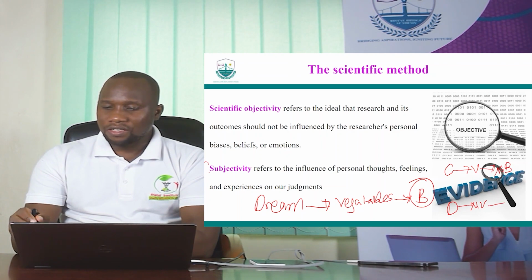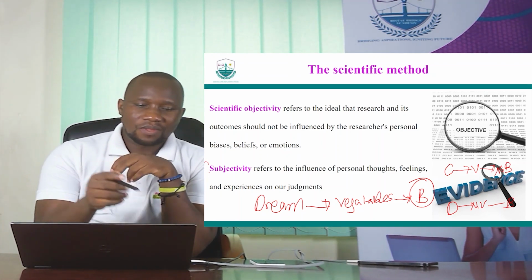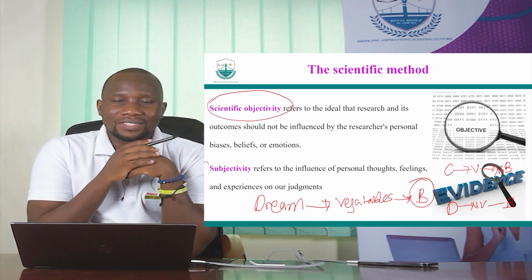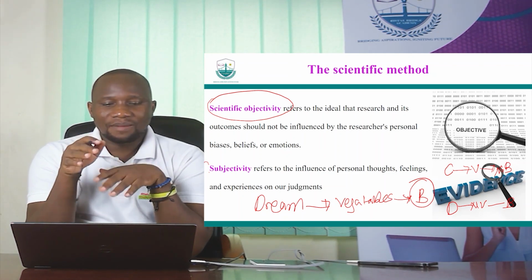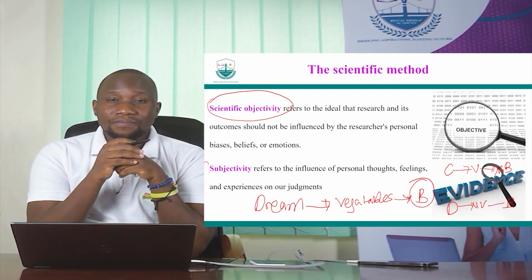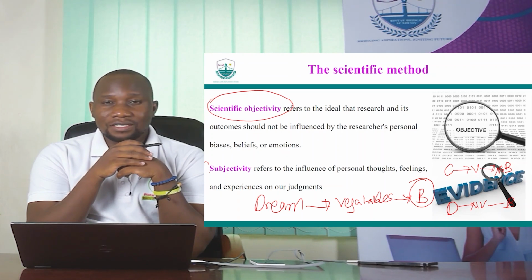Okay, and then this one who don't eat the vegetables will get the disease B. If we prove this, then yes, that is objective. That is scientifically objective. Scientific objectivity is when we conduct research and come up with conclusions, and we don't depend on your thoughts, what you feel, what you think.